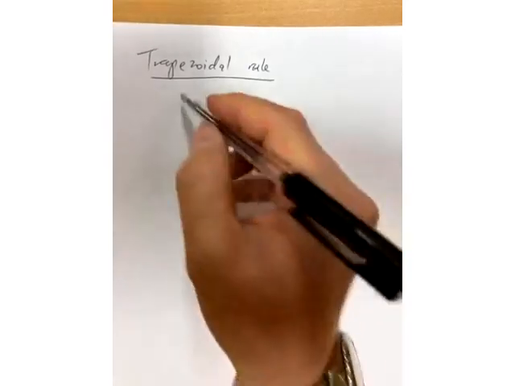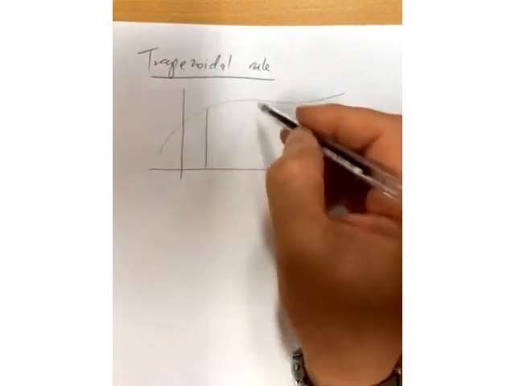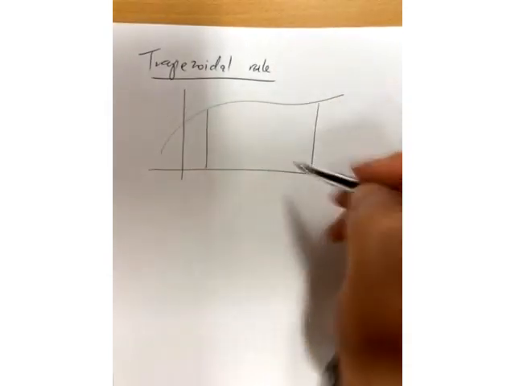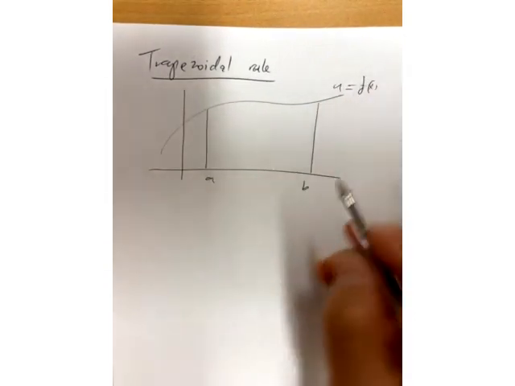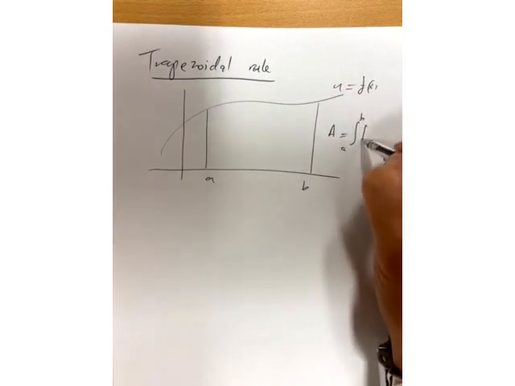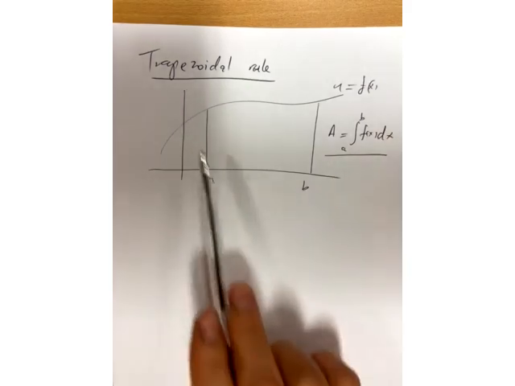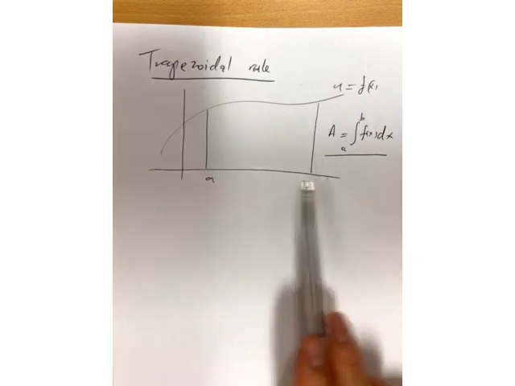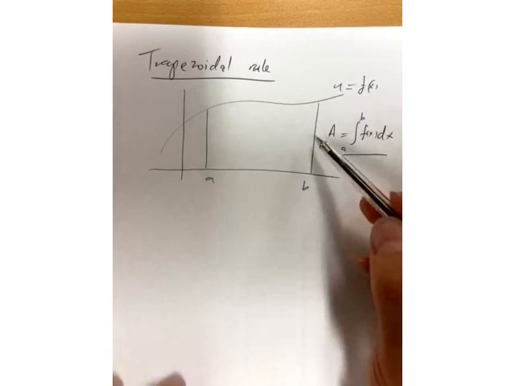Trapezoidal rule. Today we're going to look at the trapezoidal rule. So what is the trapezoidal rule? Basically, you have a curve or an area, y equals f of x. The area from A to B would be the integral from A to B of f of x dx. In words, that is the area bounded by y equals f of x, x equals a, x equals b, and the x-axis.